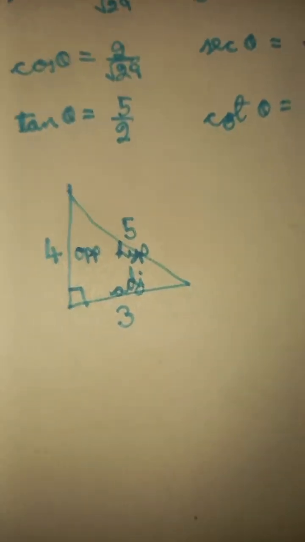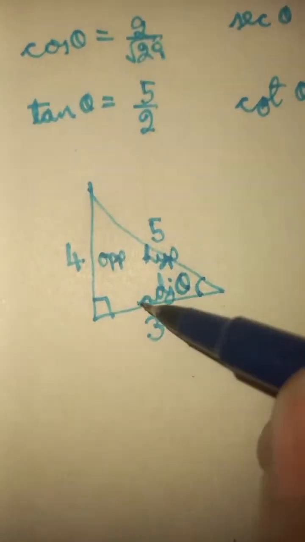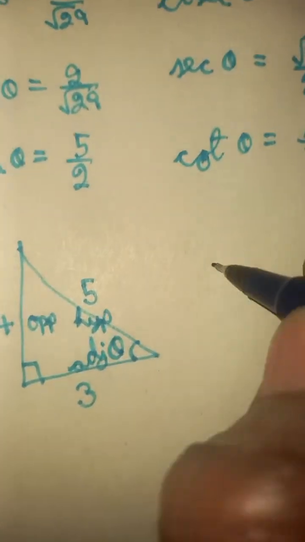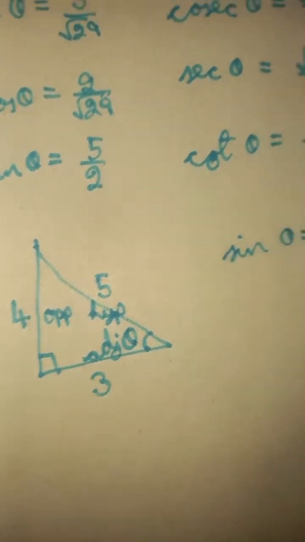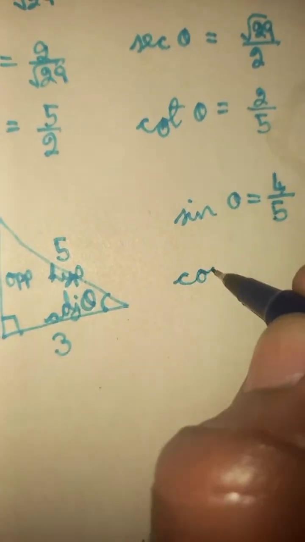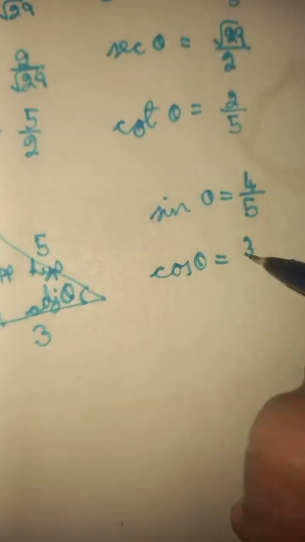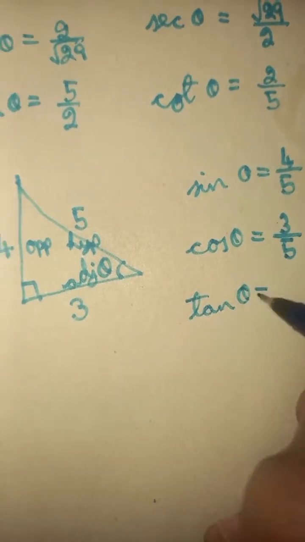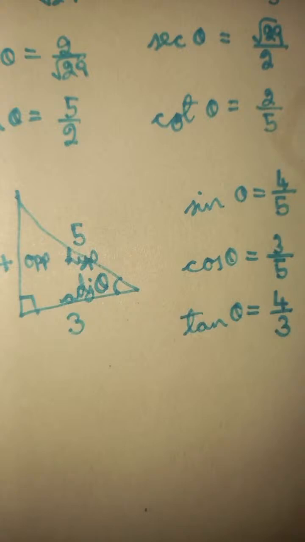Here also you can find different ratios if this angle is theta. After taking theta, this becomes adjacent, this becomes opposite, and this becomes hypotenuse. Sin theta means opposite by hypotenuse, so it is 4 by 5. Then cos theta will be equal to adjacent by hypotenuse, so it is 3 by 5. And tan theta means opposite by adjacent, so it is 4 by 3.